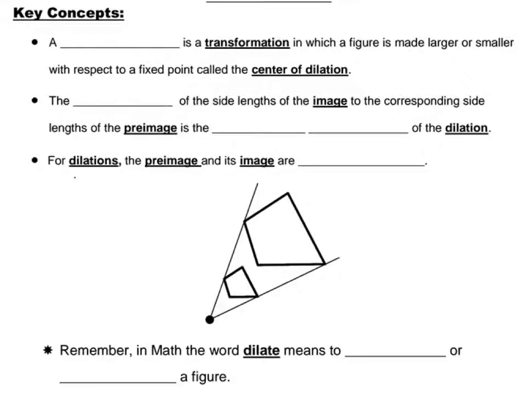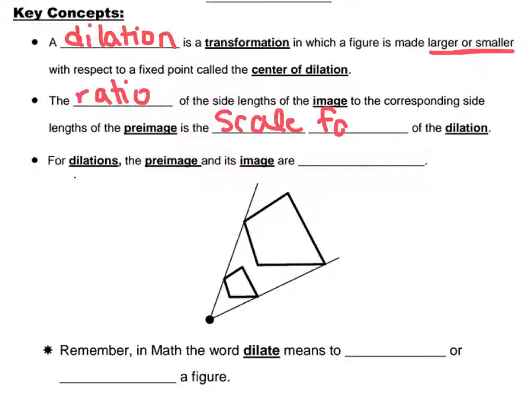Okay, at the top of our notes, we have a dilation is a transformation in which a figure is made larger or smaller with respect to a fixed point called the center of dilation. So a dilation can make things larger or smaller. The ratio of the side lengths of an image to the corresponding side lengths of the pre-image is the scale factor of the dilation. So the sides of our figures are proportional. They have a common ratio. And the image to the pre-image, that ratio is the scale factor of the dilation.